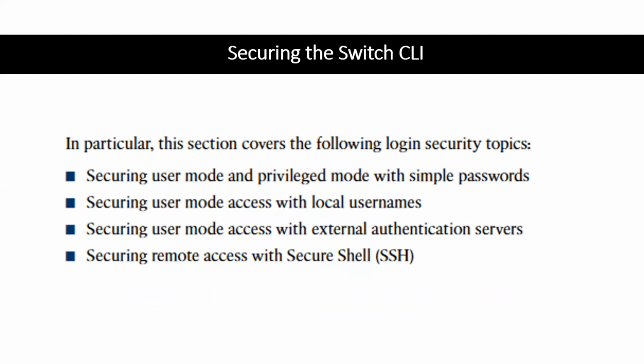This is probably going to be a 4-part section for this presentation, so this is video 1 in the 4-part series on securing the CLI. This chapter covers the 4 topics you see on the screen. First, securing user mode and privilege mode with simple passwords, that are unencrypted or unassociated with the username. They're just simple passwords you have to type in, and that's it. That's what we're going to talk about today.